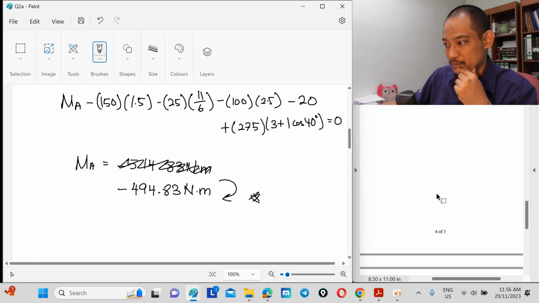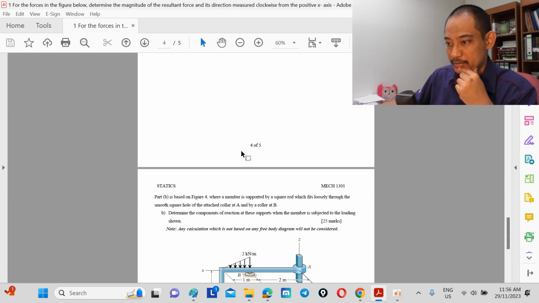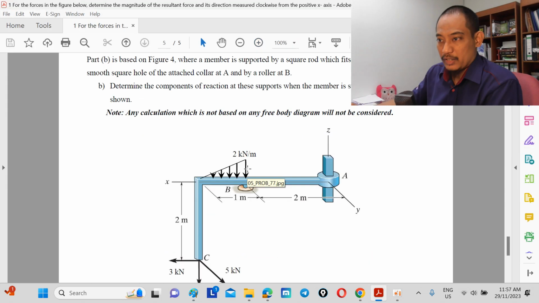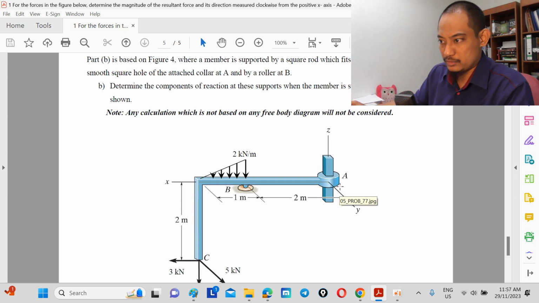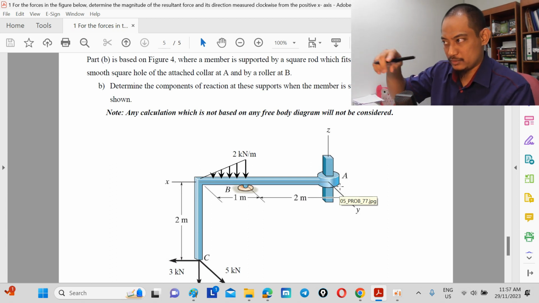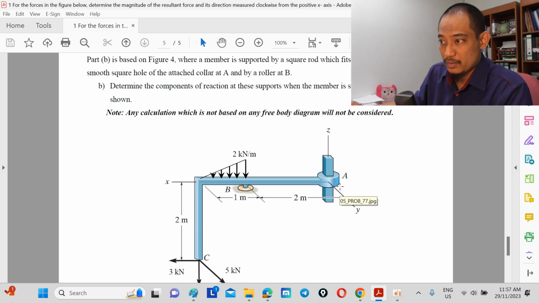Okay, so next question, which is part B. Alright, part B. Question 2, part B. Part B is based on figure 4, where a member is supported by a square rod. Okay, this is a square rod, so meaning it cannot rotate, unlike if it's a circle rod, right?